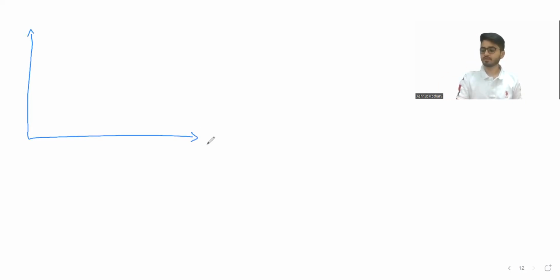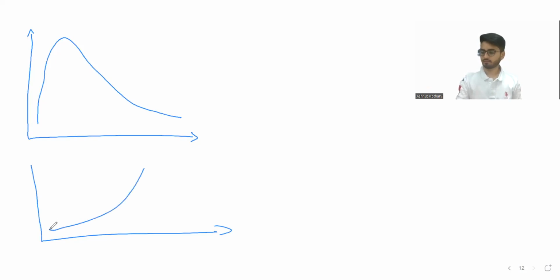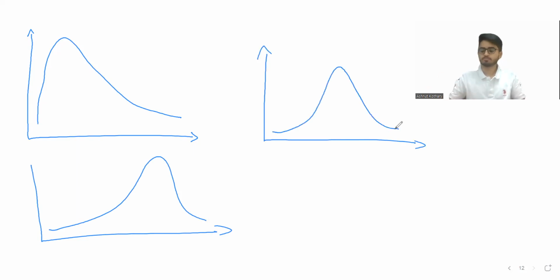On the x-axis, we again have the values. On the y-axis, let's say we have the frequency. Say we have a graph like this, and a graph like this, and a graph like this. This looks symmetric in nature, obviously. This is something known as positively skewed, where the hump is on the left side of the data. This is nothing but negatively skewed.